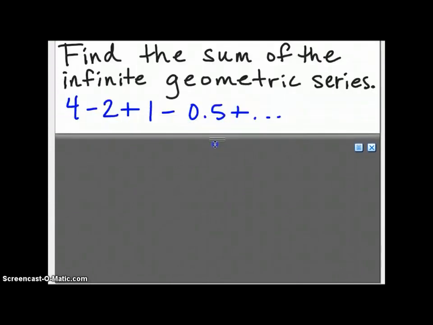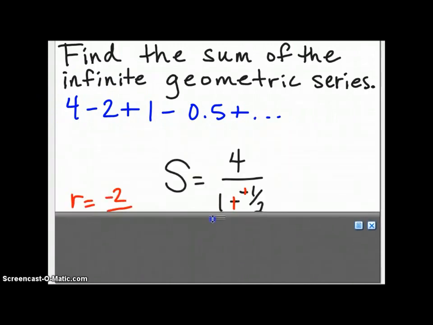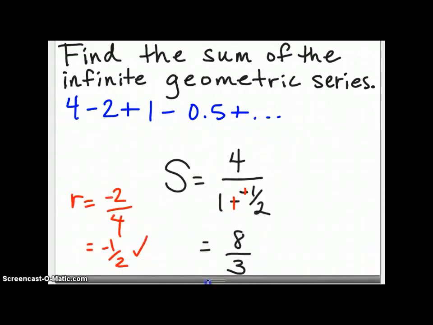One more. Find the sum of this infinite geometric series. So if we check this ratio, -2/4 sounds like a fraction we can do, and we can reduce it. That'll be a -1/2. We can do this summation. So here's our a sub 1, our first term, over 1 minus -1/2. Change our signs. If we reduce this, we get 8/3.